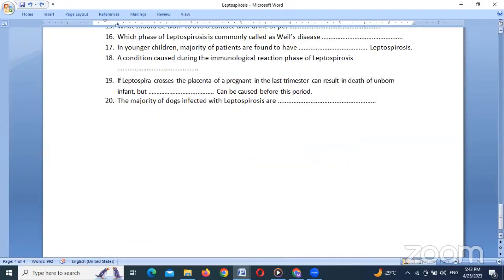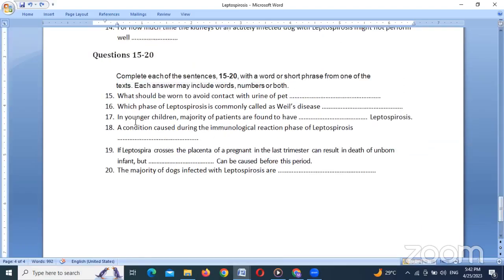Next question: in younger children, the majority of patients are found to have dash leptospirosis. In which text can you find the answer to this question, please, quickly? People on Facebook, in which text can you find the answer? Most of you are saying text A.